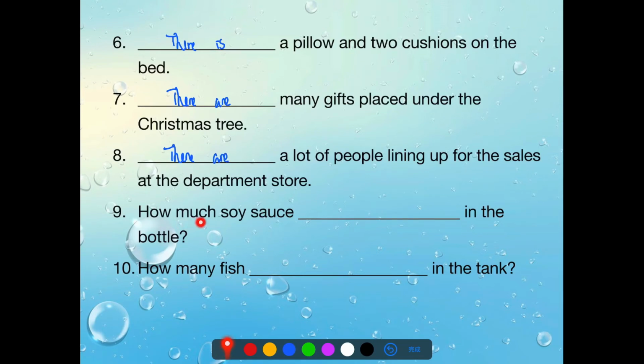Number 9. How much soy sauce in the bottle? Uncountable, so we have to use is there. Number 10. How many fish in the tank? The plural form for fish is still fish, F-I-S-H. So we have to use are there. How many fish are there in the tank?